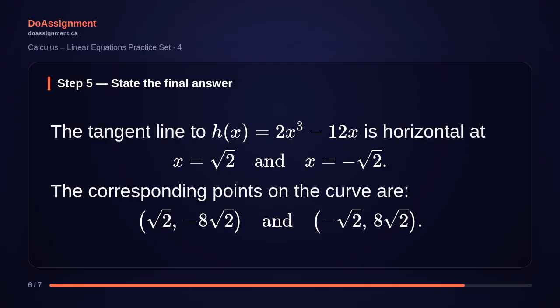The final answer is x equals positive square root of 2 and x equals negative square root of 2. The corresponding points on the curve are the square root of 2, negative 8 times the square root of 2, and negative square root of 2, 8 times the square root of 2. At these two x values, the tangent line to the curve is perfectly horizontal, with slope 0.